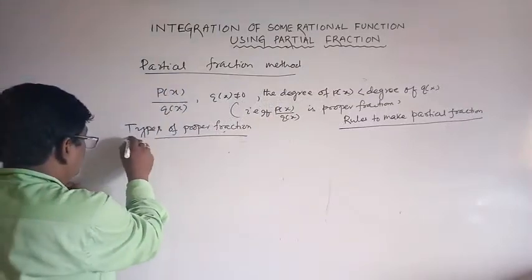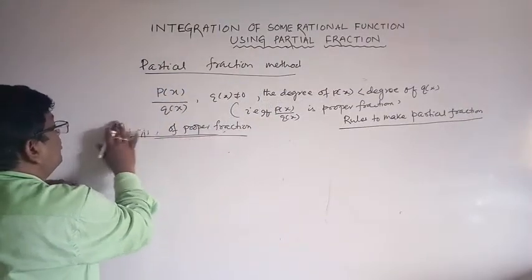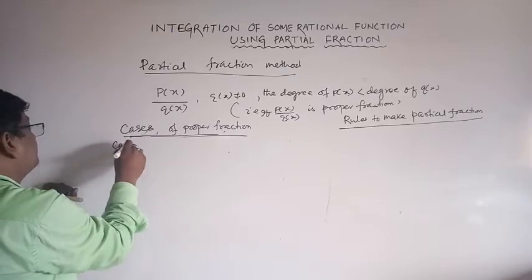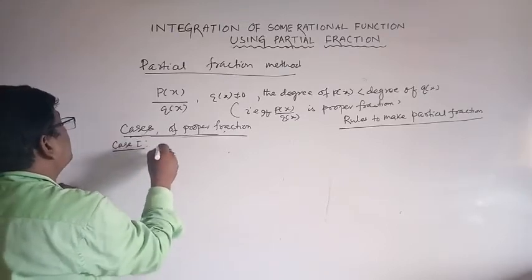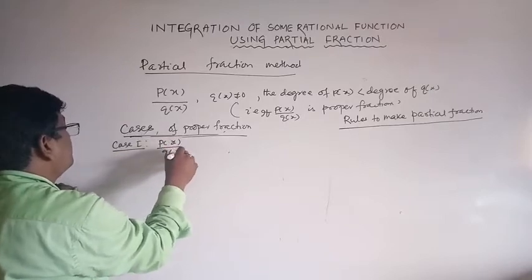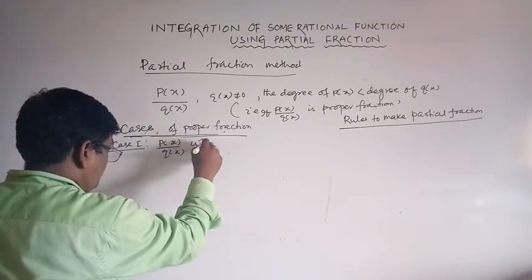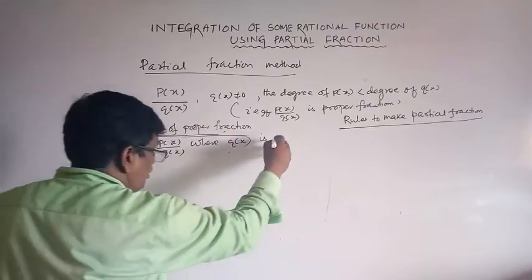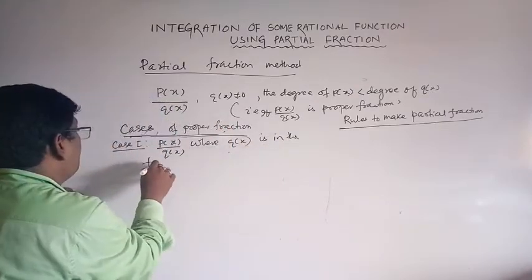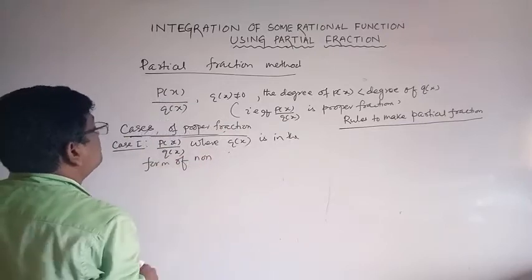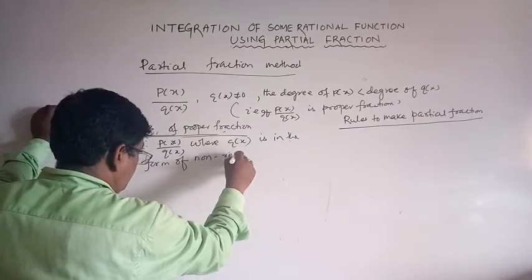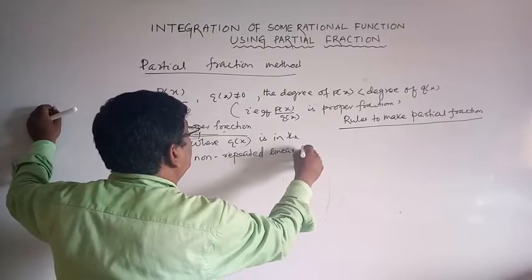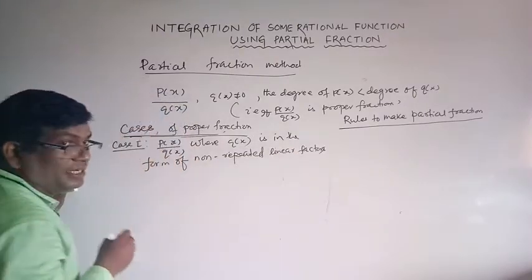Case 1: cases of proper fraction. Case 1: p(x) by q(x), where q(x) is in the form of non-repeated linear factors.